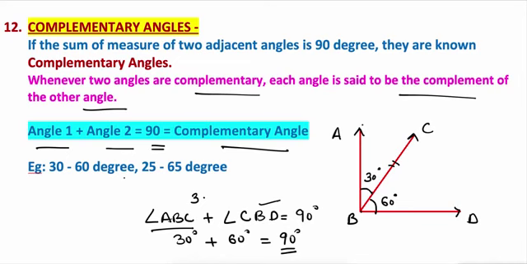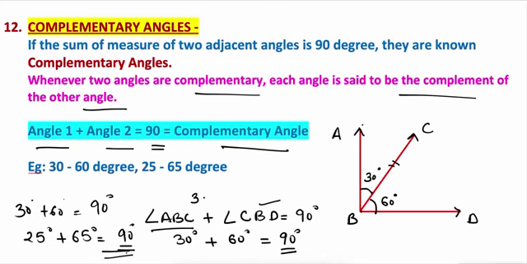So the complementary angles can be anything. 30 plus 60 degrees will be equal to 90 degrees. 25 degrees plus 65 degrees is equal to 90 degrees. So the main condition of complementary angles is that the sum of the two angles should be equal to 90 degrees. Let's see some details.